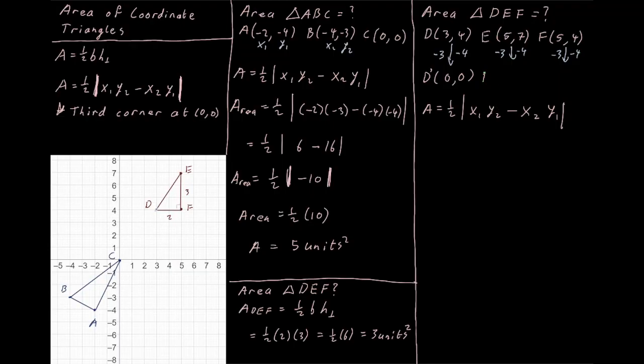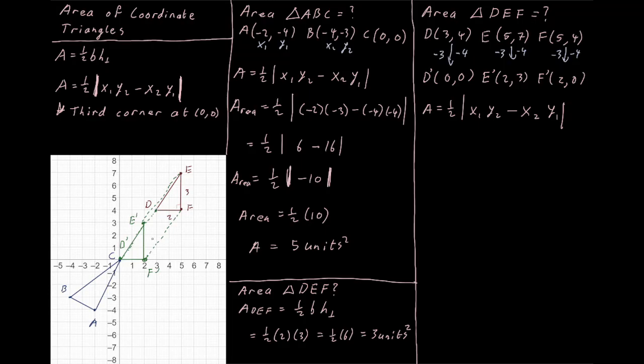So the image of E, the new location for E, is going to be at 2, 3. So 5 minus 3 is 2, 7 minus 4 is 3. And the new location of F, the image of F, we say is at 5 minus 3 is 2, and 4 minus 4 is 0. So I'm going to draw in that translation on our diagram to see what we mean by it.